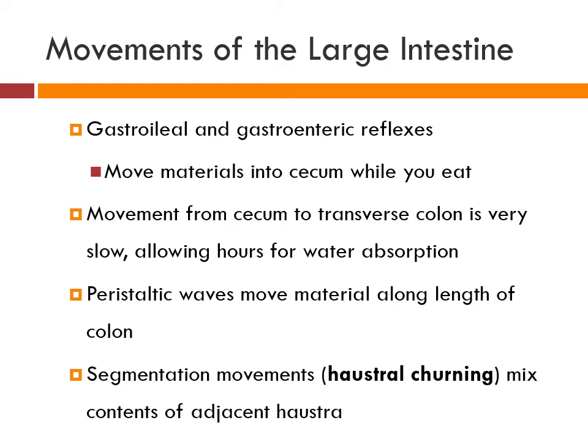The large intestine has what we call peristaltic waves. That is going to propel material through the large intestine. And then segmentation is happening within the large intestine. It's also called haustral churning because we have the haustra, and that is mixing the contents and exposing additional contents to the epithelia for anything that does need to be absorbed.